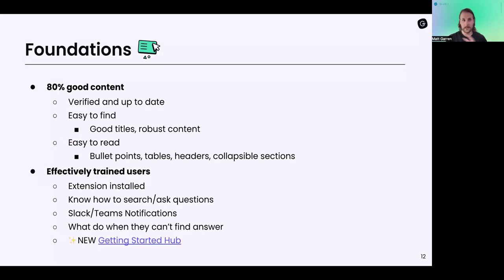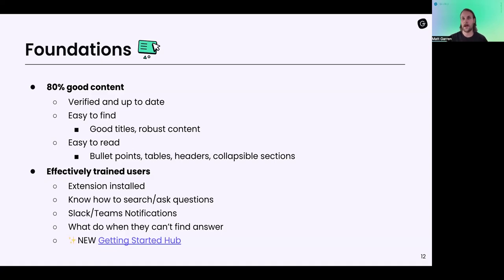So most importantly, 80% good content. Basically, most of your content that's in Guru or connected to Guru needs to be trustworthy, verified, and up to date. It needs to be content that people are actually going to want to use and that's going to actually serve them, not just a bunch of out-of-date old documents.